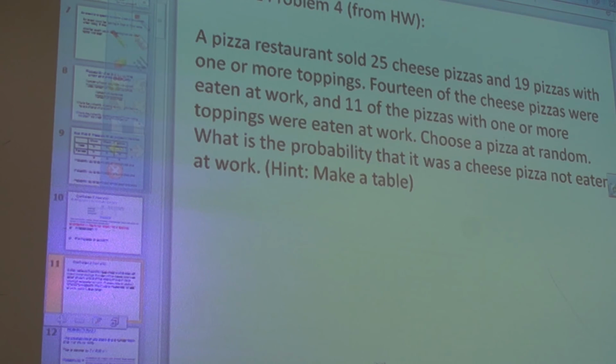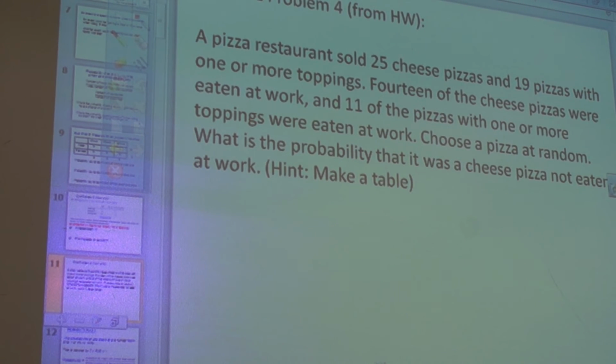So there's every pizza, I know 2 pieces of information about it. Right? What's one thing I know about every single pizza? What's on the pizza? Whether it's a cheese pizza or whether there's toppings on it. What's the second thing I know about it? It was eaten at work. Where it was eaten, at work or not at work.